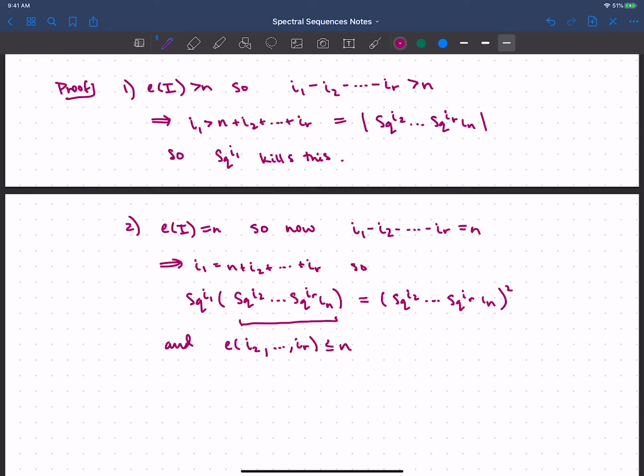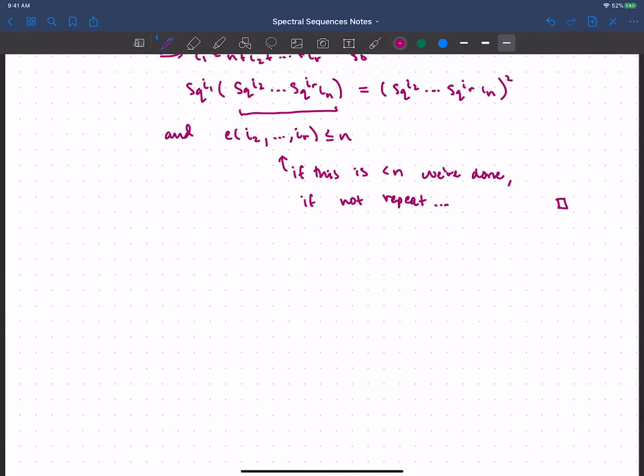And if this is less than n, so that we have excess less than n, then we're done. We've done it, right? We can take that as our j. It'll just be I2 through IR, and we've made this thing some power of 2 times that. Okay, if not, then we repeat the process, and we'll pick up another power of 2, and so on and so forth. Okay, so that ends the proof.